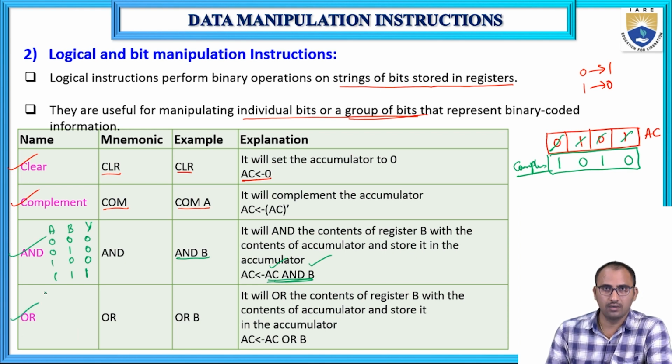Next, the OR operation. So what is the OR operation? It performs a logical OR operation. If any input is logic high, then the output is logic high. So the outputs are 1, 1, 1, 0. That is the OR operation. This OR operation we are performing between the accumulator and the B register.